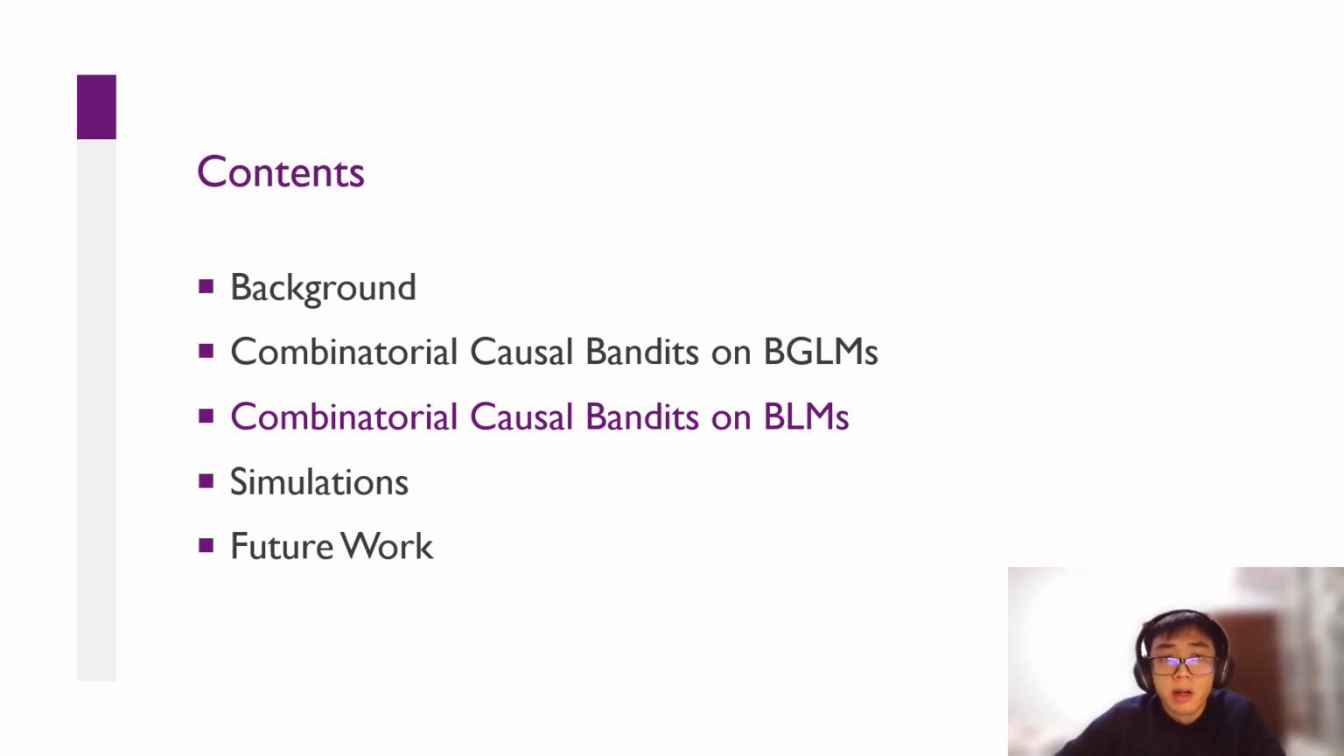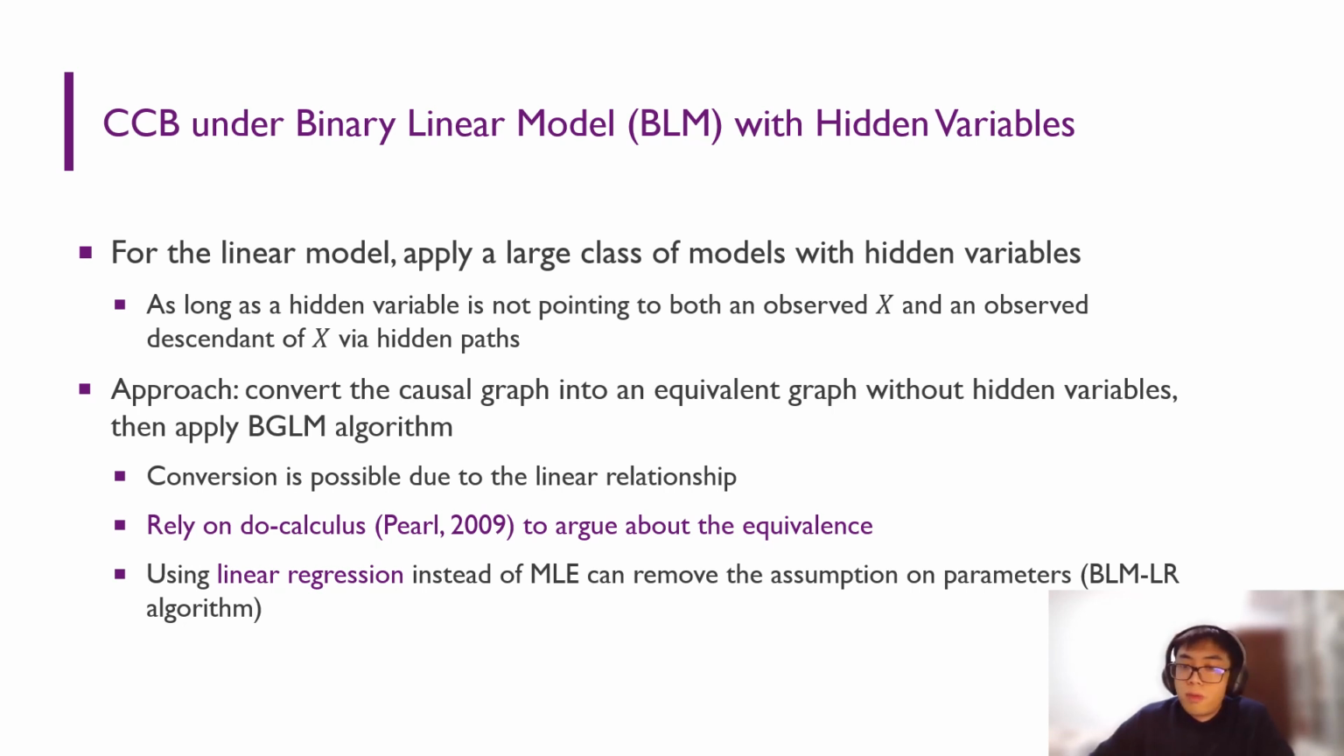Next, we consider binary linear models. For the linear model, our algorithm and regret bound apply to a large class of models with hidden variables. The condition is that a hidden variable does not point to both an observed S and an observed descendant of X via a hidden path.